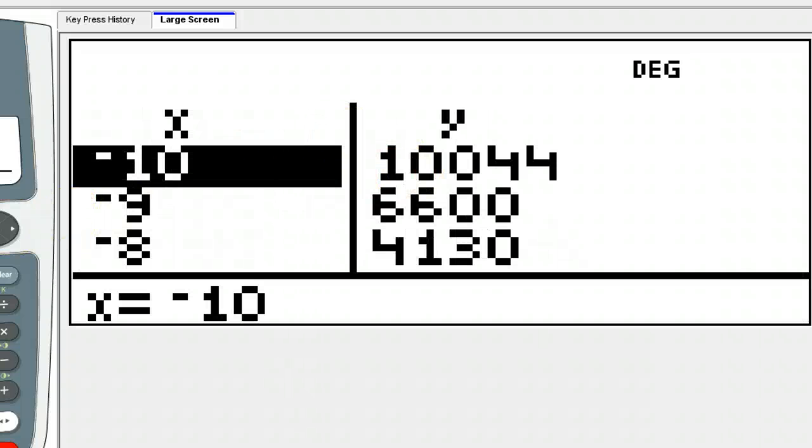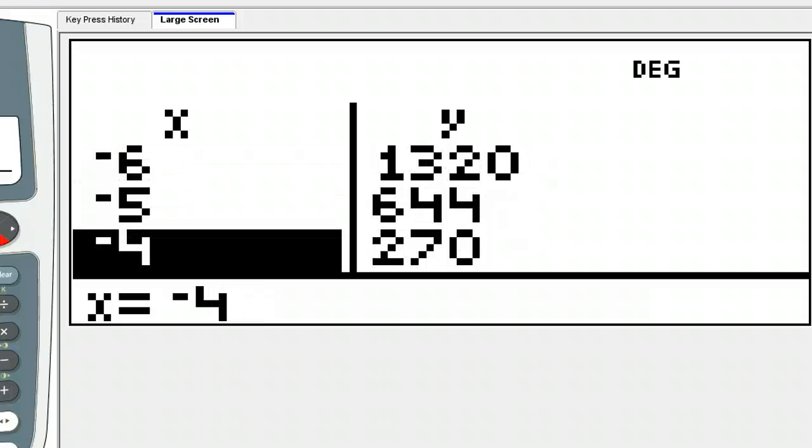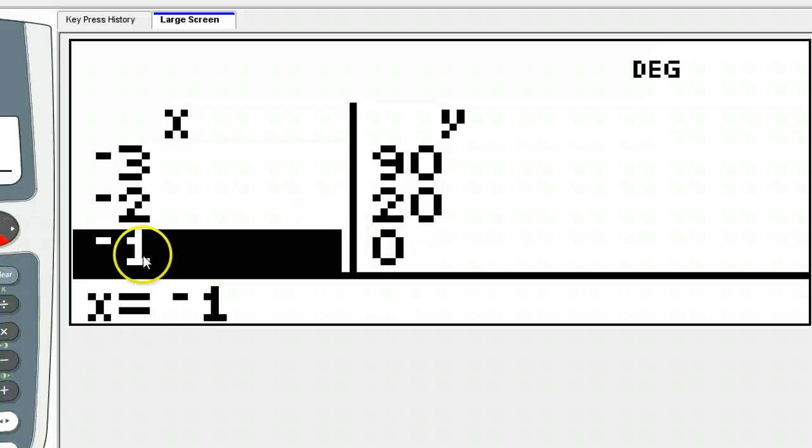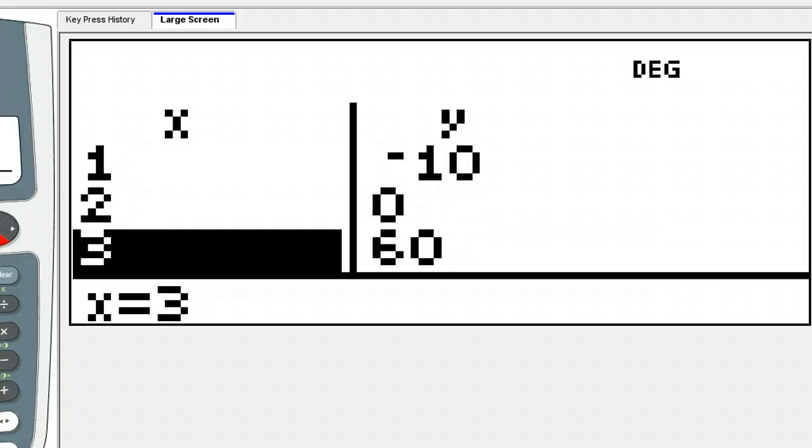Okay, -10. Alright, so I'm just going to scroll down. I'm looking for 0 on the y side. Oh, and look, there's one right there. So there's a 0 at -1. Just while I'm in here, let me see if I can see any more. There's another one. So there's a 0 at -1 and 2.